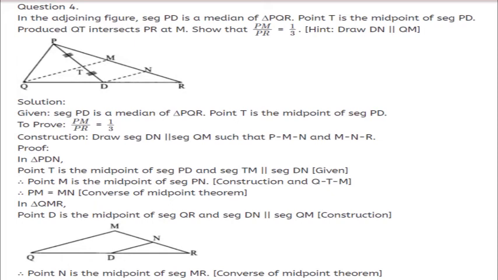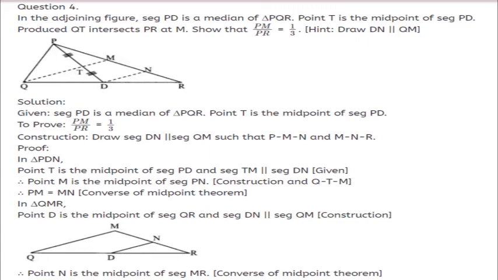Because we are concentrating on the converse of midpoint theorem and midpoint theorem, you have to have a triangle and the line joining the two sides. You should have the line joining the two sides for any triangle. So you are drawing segment DN parallel to segment QM such that M lies between P and N, and N lies between M and R. So coming to the proof, in triangle PDN, point T is the midpoint of segment PD and segment TM is parallel to segment DN is given.